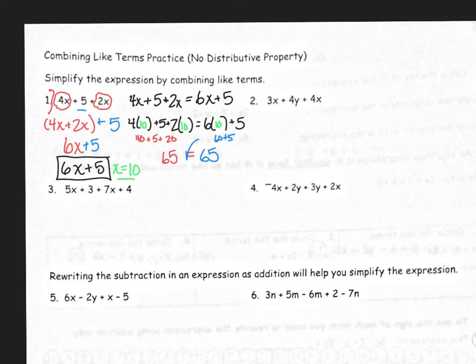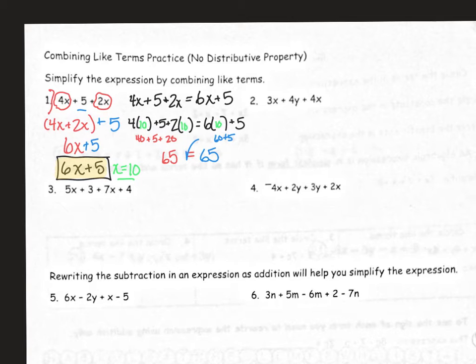So what that tells me is when x equals 10, both of these expressions give me the same value. So that means they're probably equal, and that means I've probably found the correct answer. What I want to be clear about is that the simplified version here is my answer. This 65 over here is not my answer, because I just made up x equals 10 just to check my answer. 6x plus 5 is my simplified version.